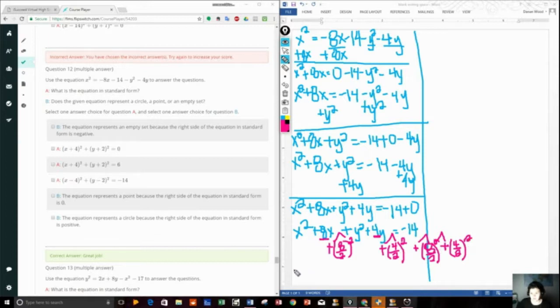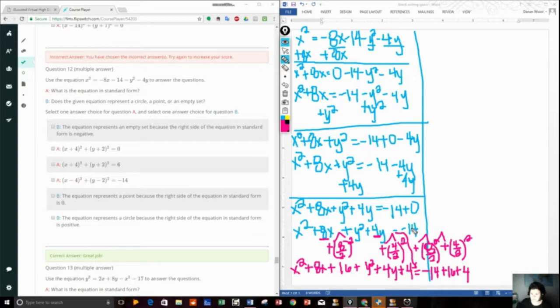So then we're going to end up with x squared plus 8x. 8 divided by 2 is 4. 4 squared is 16, plus y squared plus 4y, plus 4 divided by 2 is 2. 2 squared is 4. That's going to equal, there's our equal sign, negative 14 plus 16 plus 4.